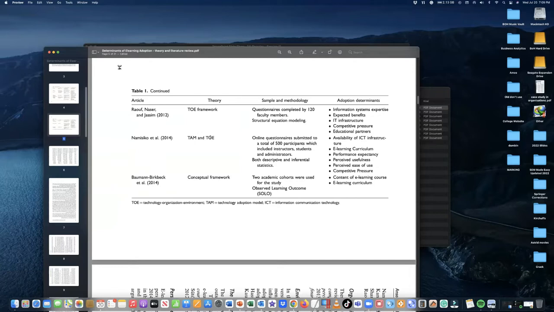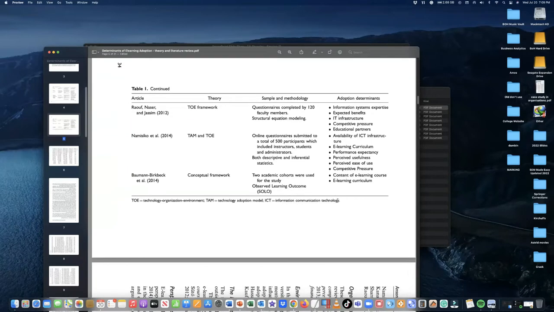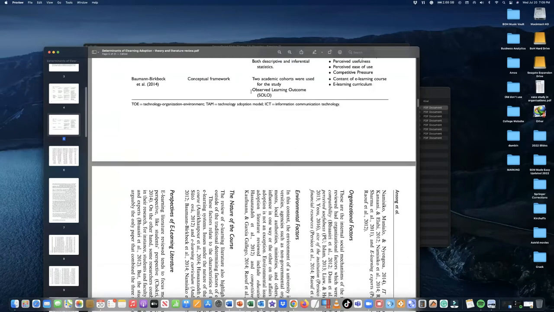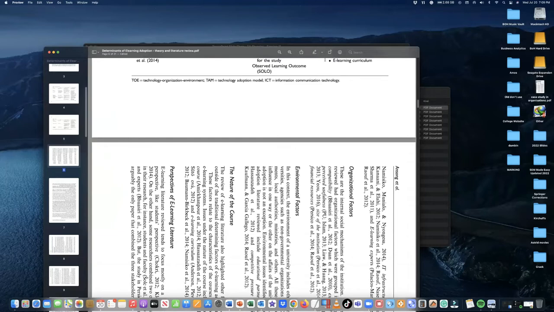Then you come to TOE. Availability of ICT infrastructure, e-learning curriculum, that's the content of e-learning, and performance expectancy, perceived usefulness, perceived ease of use, competitive pressure. Conceptual framework, okay, this one too uses content of the e-learning course and e-learning curriculum. So we are seeing a number of interesting variables being used in here.